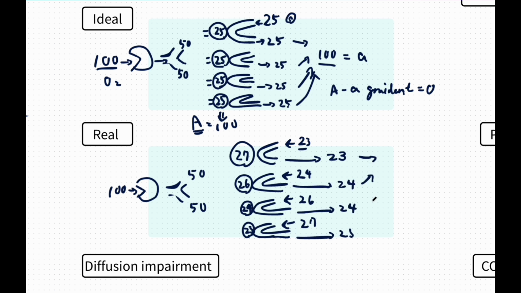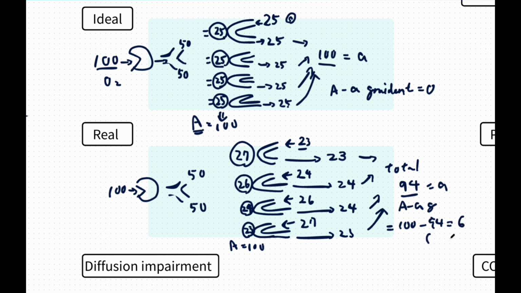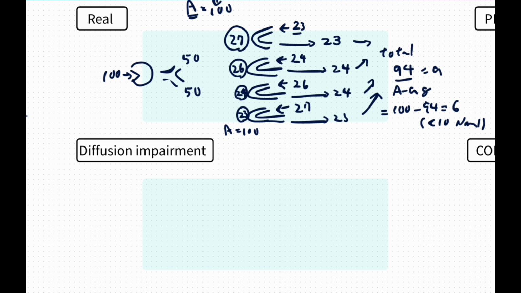This natural physiological mismatch results in uneven uptake, often totaling around 94 units. So the AA gradient equals 100 minus 94, which means 6 remains. This is why an aDO₂ under 10 is considered normal. Okay, next, let's look at diffusion impairment.